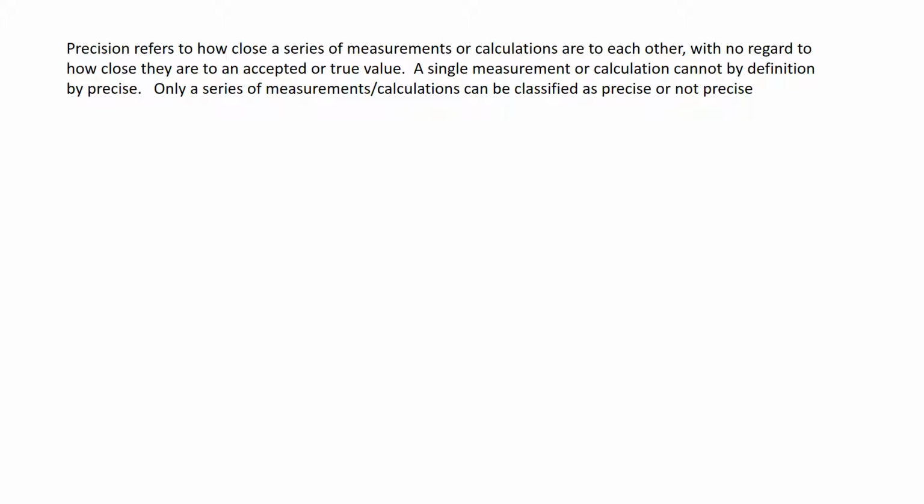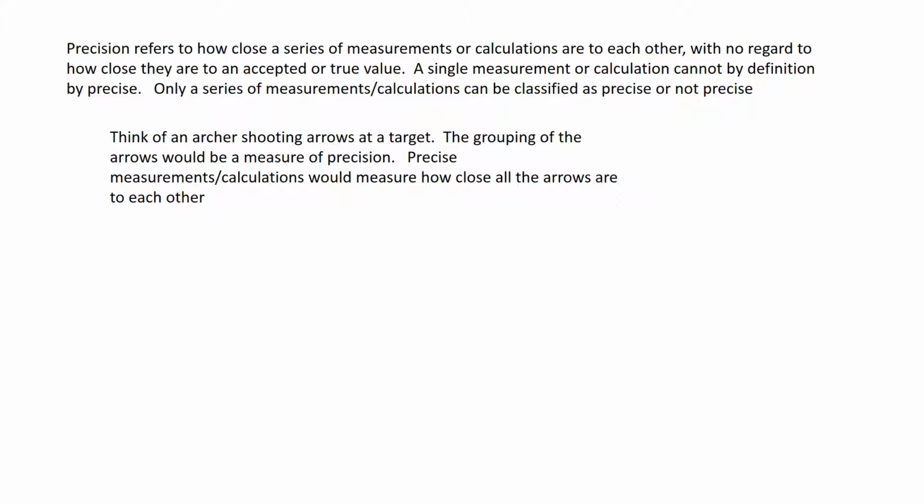Precision, on the other hand, refers to how close a series of measurements or calculations are to each other, with no regard to how close they are to the true or accepted value. A single measurement, therefore, cannot be, by definition, precise. That's okay. Only a series of measurements or calculations can be classified as precise or not precise. Again, think of the archer shooting arrows at a target. The grouping of the arrows would represent the precision. Precise measurements or calculations would show how close all the arrows are to each other.